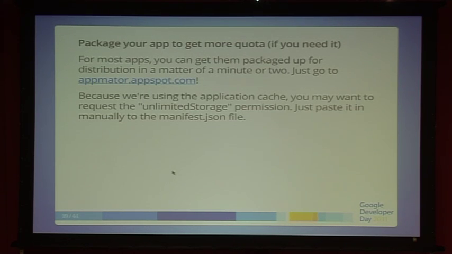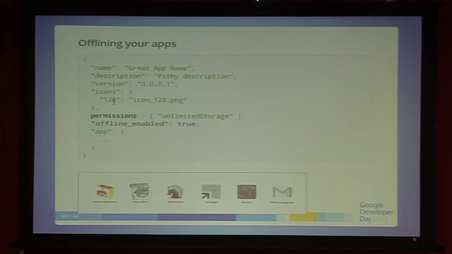And when you get this zip back, you can open the application file, go inside it, open the manifest file, the manifest.json, and then add unlimited storage for the permissions. So here we have a manifest, which has the app name and so on. And then you've got permissions and unlimited storage. You want this to get unlimited storage, offline enabled.